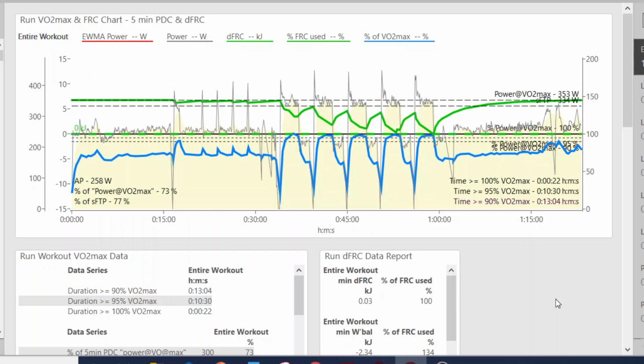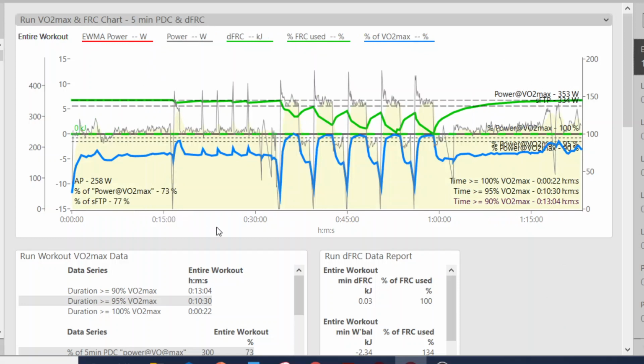This time I'm bringing you a video on a dashboard that I made for WKO software for running, and it's called the FRC and VO2 modeling dashboard. I'm going to do three videos on this. This first one is going to focus on this chart right here, the primary workhorse of this particular dashboard.